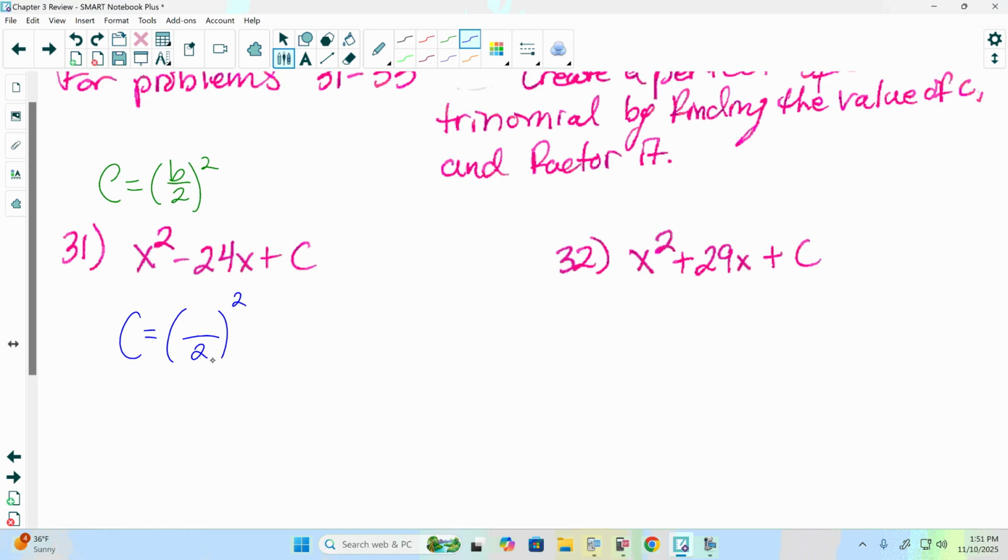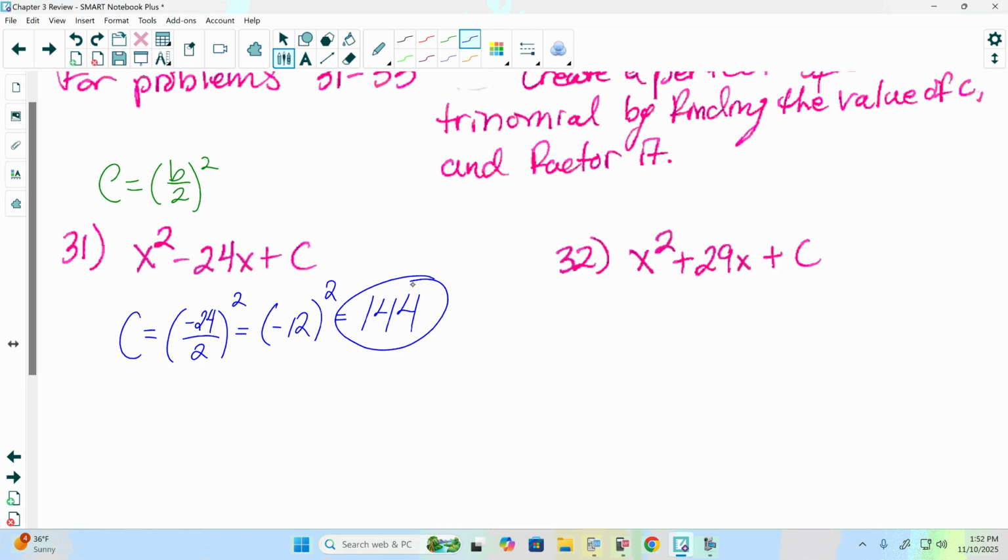By looking at this problem here, what's the value of b? Negative 24. Will negative 24 over 2 simplify nicely? Is 24 divisible by 2? Well, yes. Negative 24 over 2 will reduce to negative 12. And negative 12 squared, negative 12 times negative 12, is 144. So there's half our answer, 144. That's the value of c.